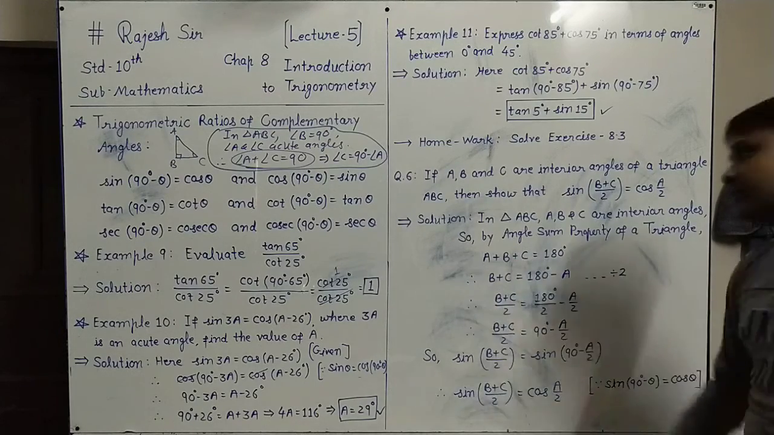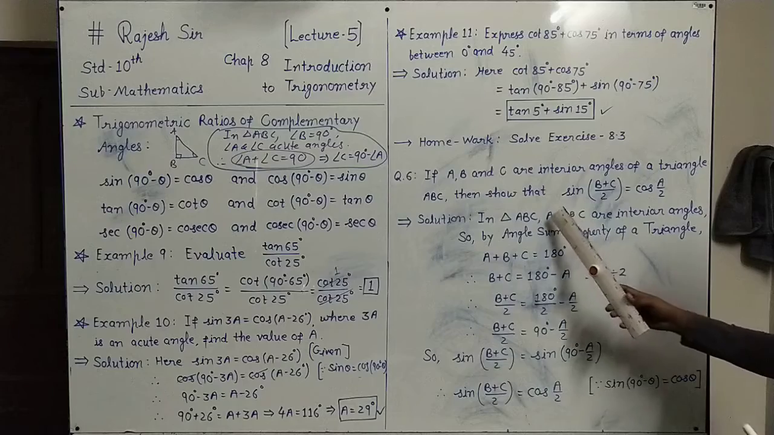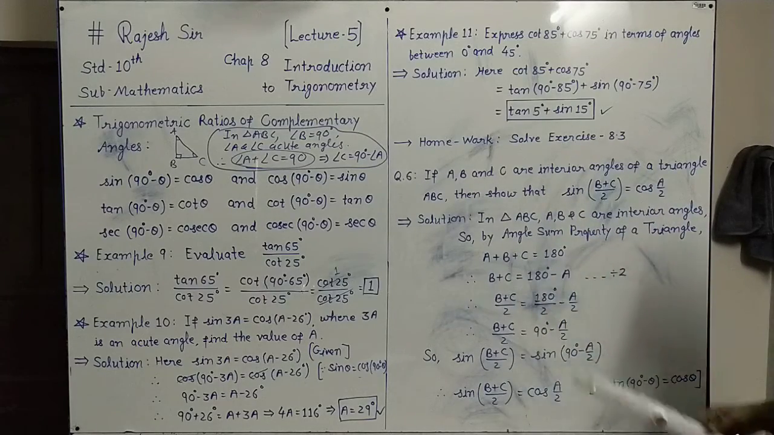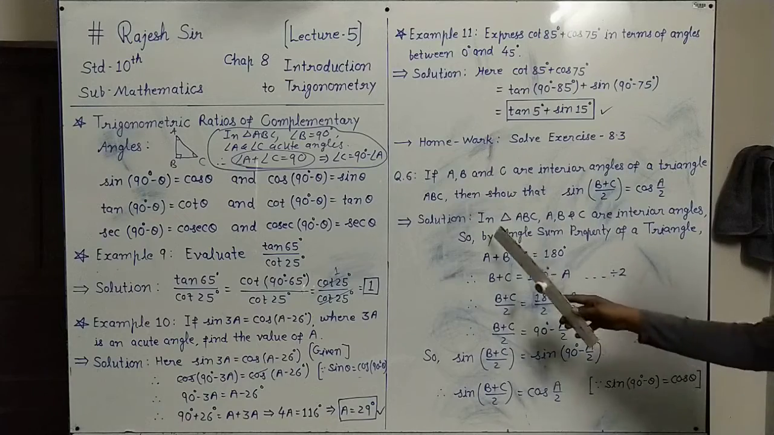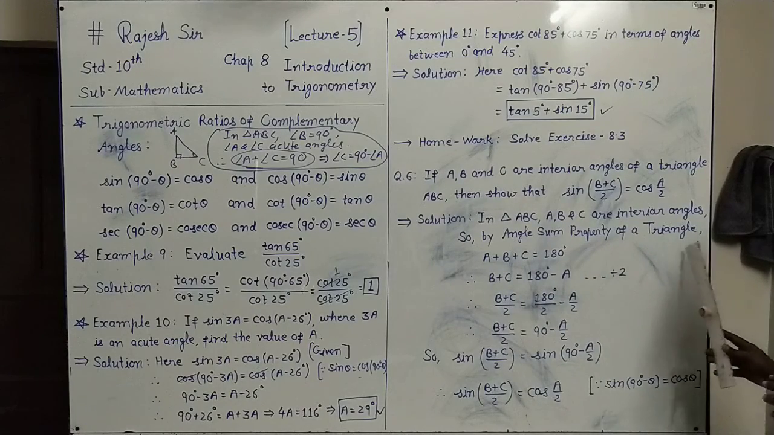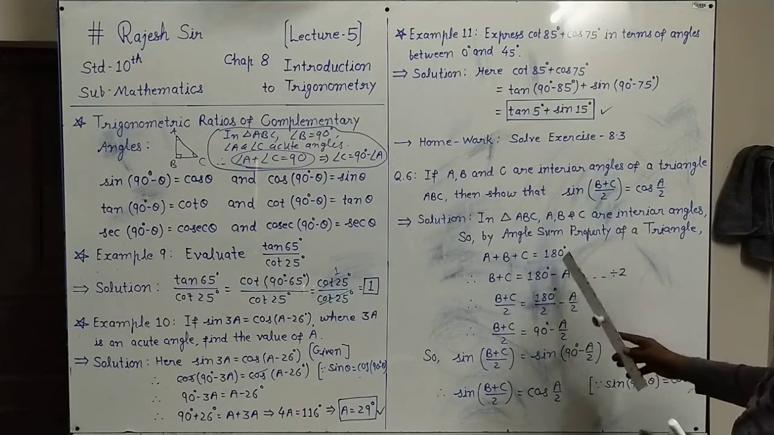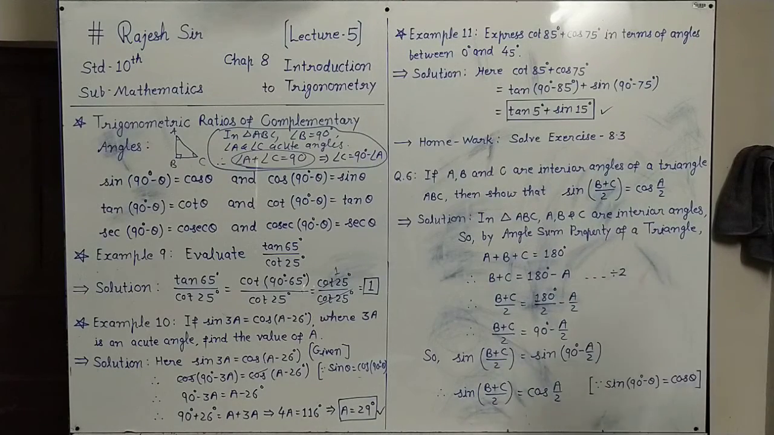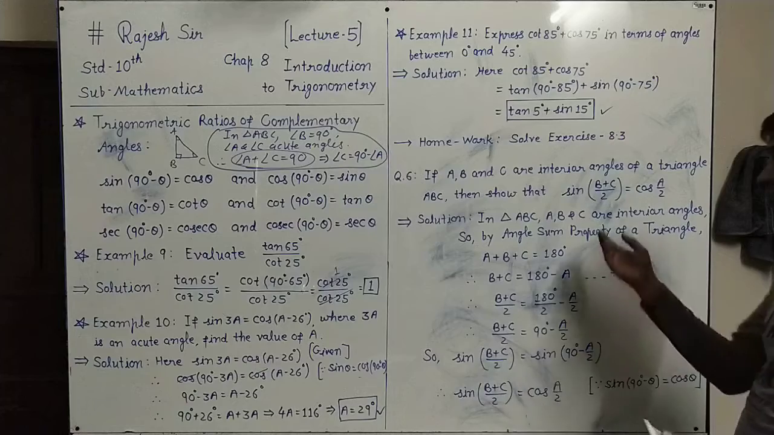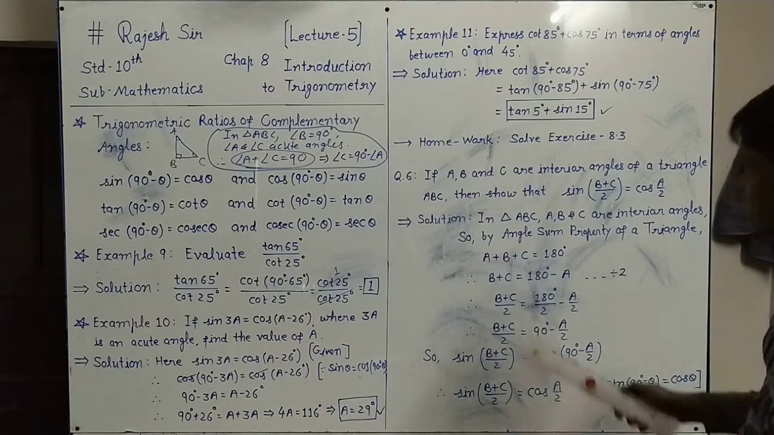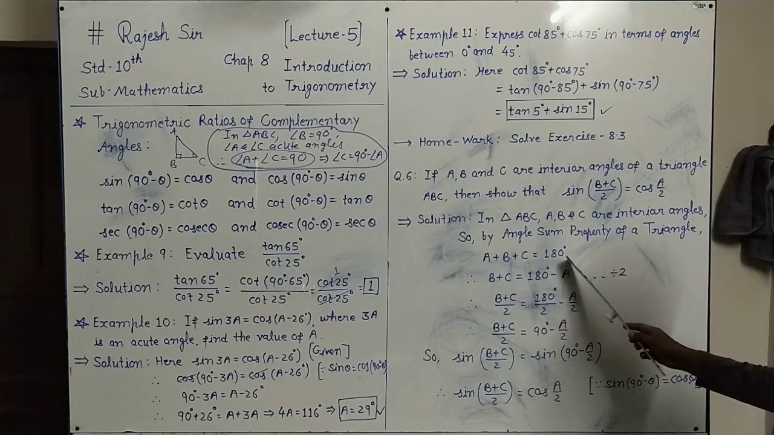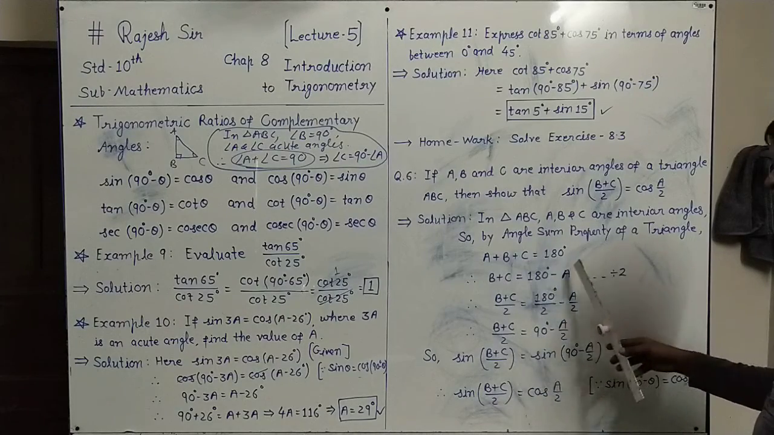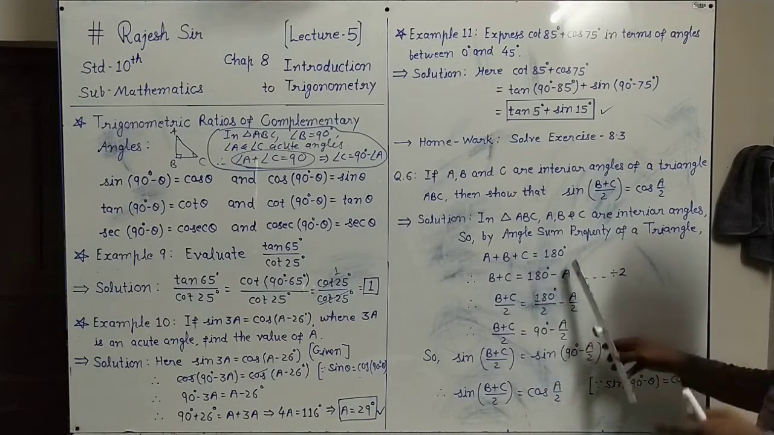So in the solution, in triangle ABC, A, B, C are interior angles. This is given. By the angle sum property of a triangle, you know, the sum of all three angles is 180 degrees. In 9th standard the theorem was there, and we use this very often: the sum of all three angles equals 180 degrees. Here the three angles are shown by A, B, C, so we have written A plus B plus C equals 180 degrees.